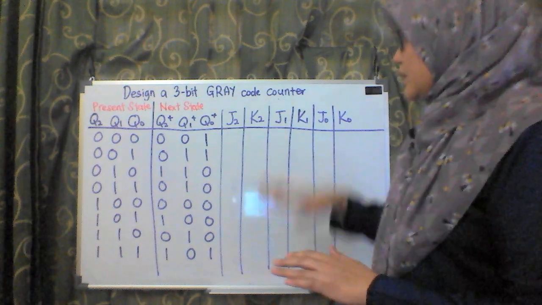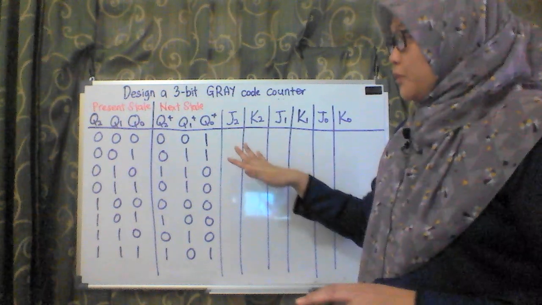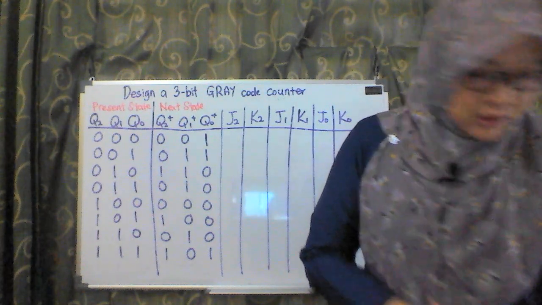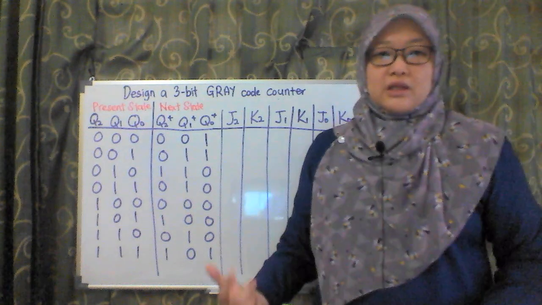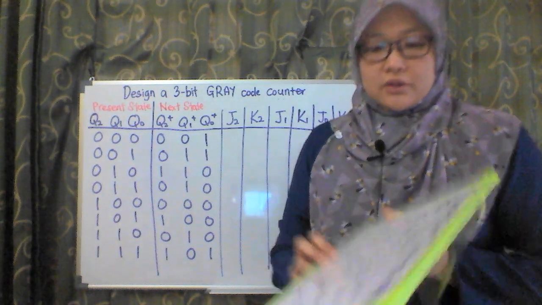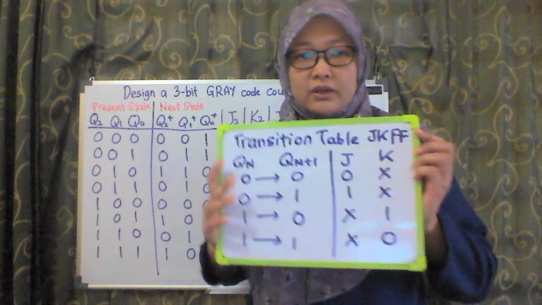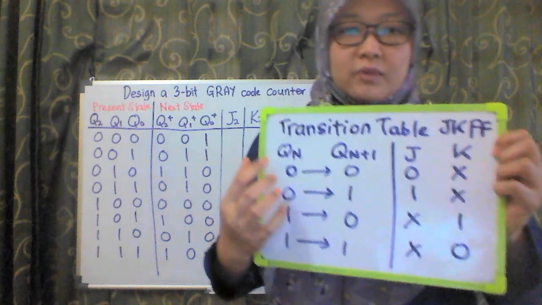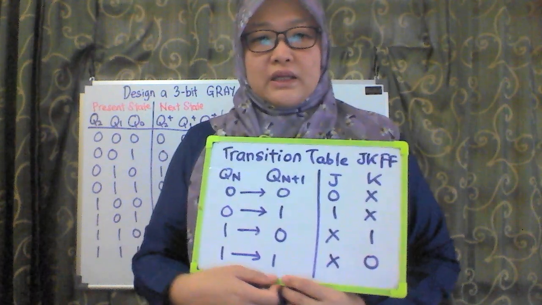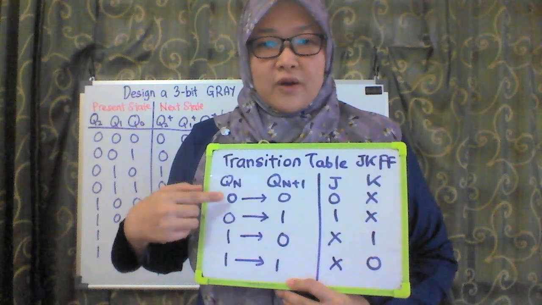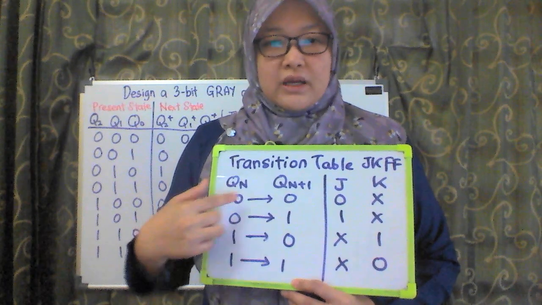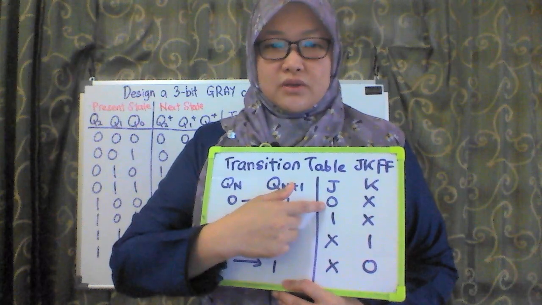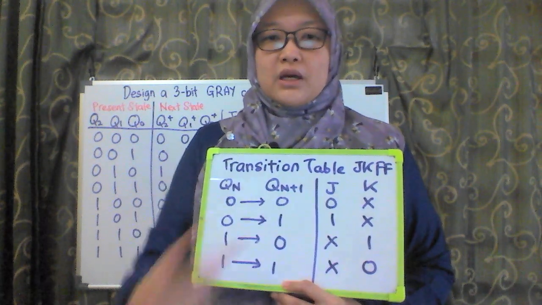Before we can know what is the possible input to design for our 3-bit gray code counter, you need to know the transition table for a JK flip-flop. So, this is the transition table of a JK flip-flop. What is actually inside the transition table? It shows that if your present state is 0 and your next state is also 0, your input of J should be 0 and your input of K can be a don't care.